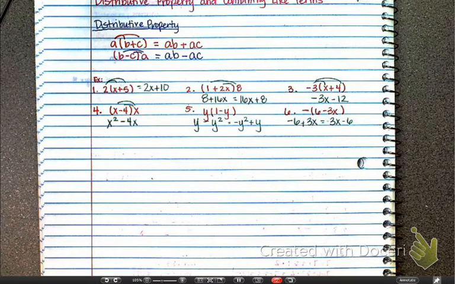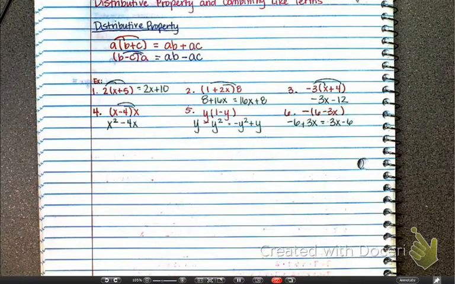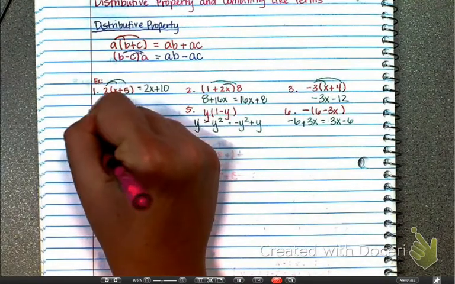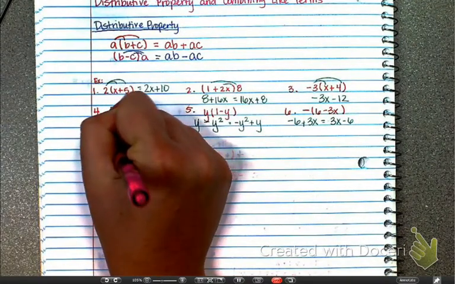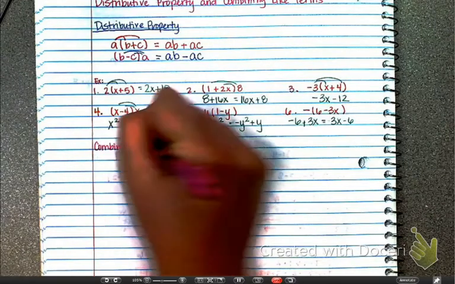Are we okay with combining like terms? We remember that from IM1? I'm sorry, distributive property? Okay. What about combining like terms? Who can tell me what a like term is?